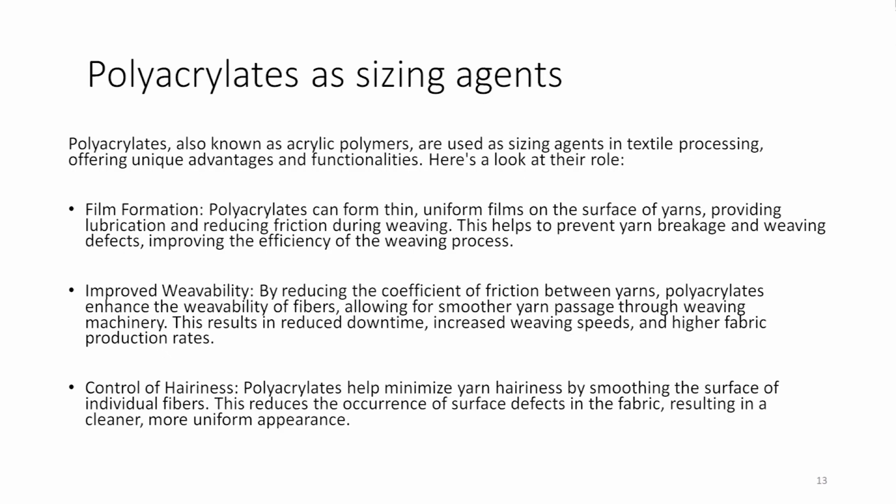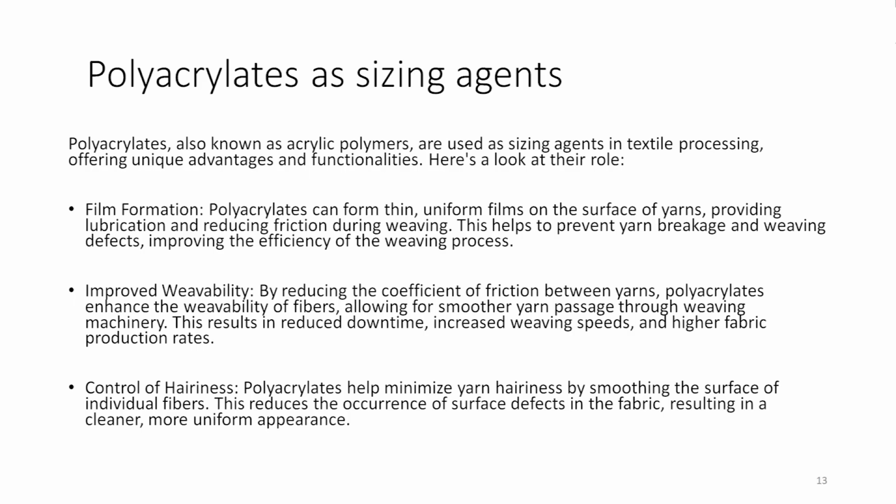Polyacrylates, known as acrylic polymers, are used as sizing agents in textile processing, offering unique advantages and functionalities. Here is a look at what all they can do in their role. Film formation. Polyacrylate can form a thin uniform film on the surface of the yarns, providing lubrication and reducing friction during weaving. This helps to prevent yarn breakage and weaving defects, improving the efficiency of the weaving process.